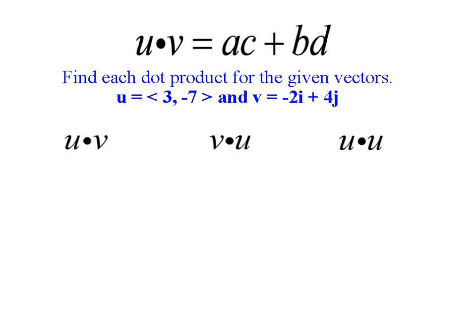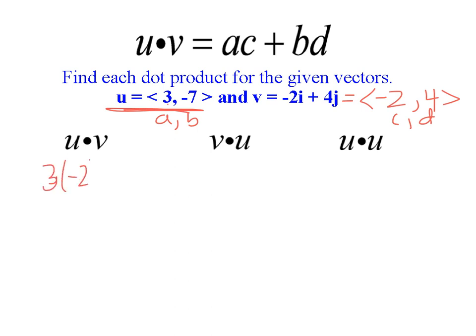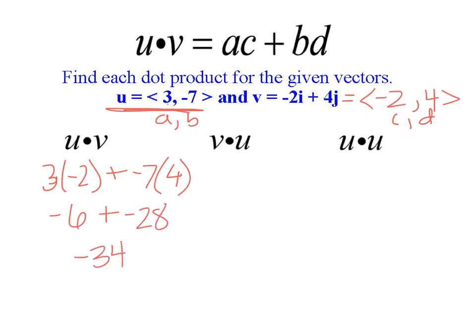All right, so let's get a little practice with this. So it should be relatively straightforward. So if this is our vector for u, and v is this vector in linear combination form, which remember in component form is just -2, 4. To get u dot v, we would do a times c. So if this is AB, this is CD. So we do a, so 3 times c, -2, plus b, -7 times d, 4. Simplify that, you get -6 plus -28. So u dot v is -34.